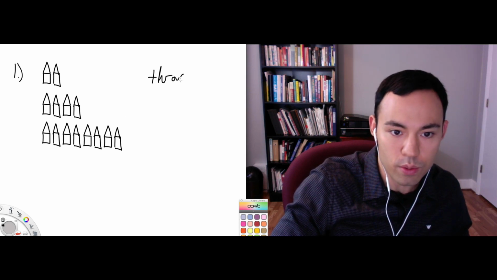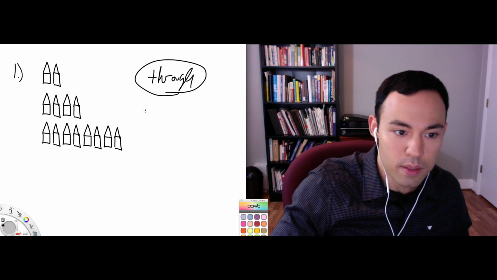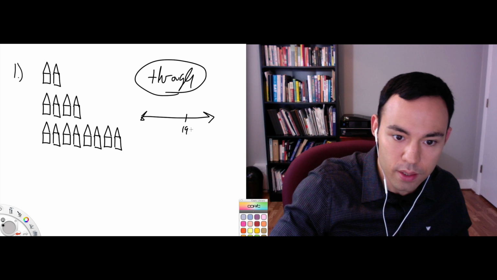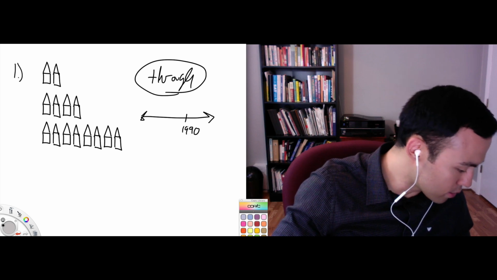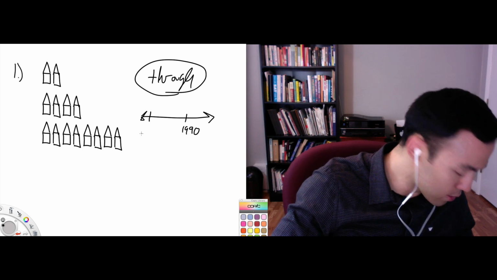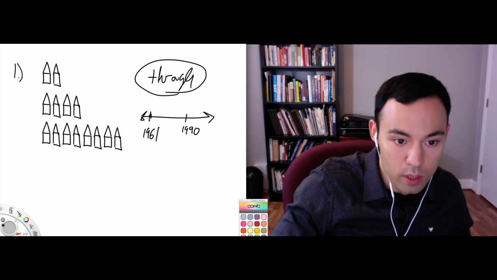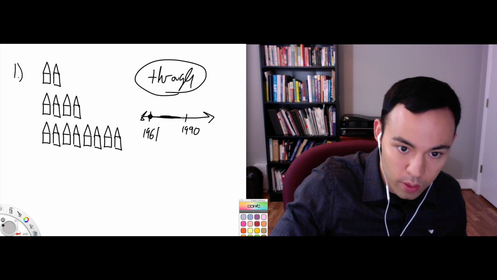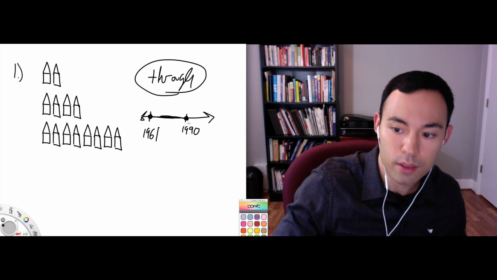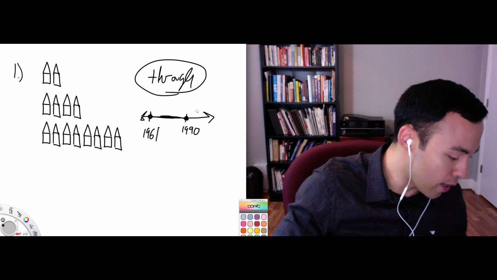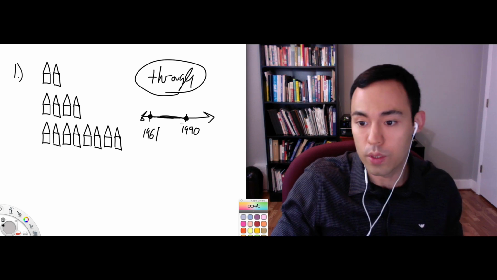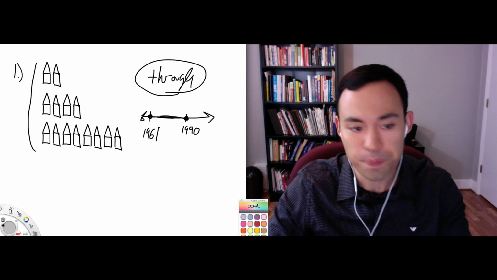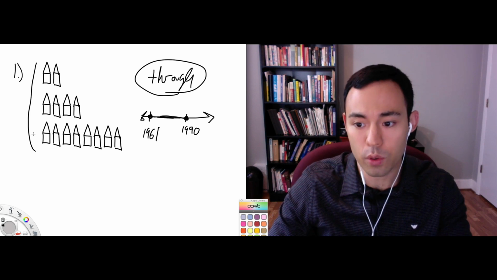Keyword is through. So it basically means if this were a timeline, and here's 1990, and it starts off in 1961, it's a solid dot, meaning it includes that year and goes all the way up and includes the year 1990. After that, 1991 to 2000, we don't include. So I already drew out the relevant portions here. And this is question number 1.